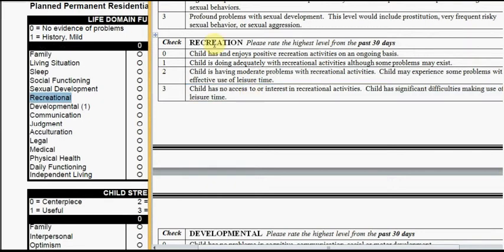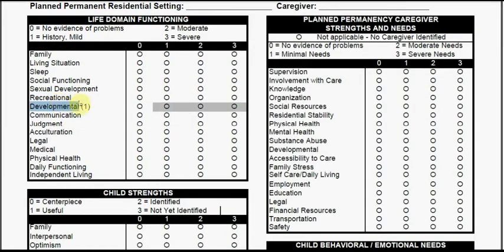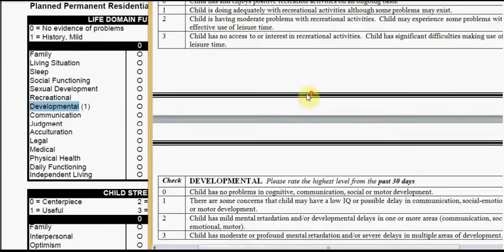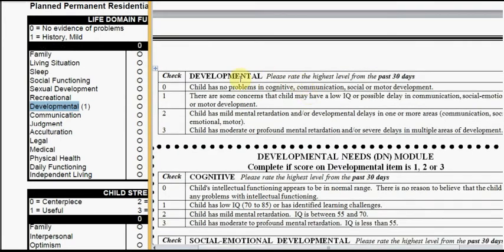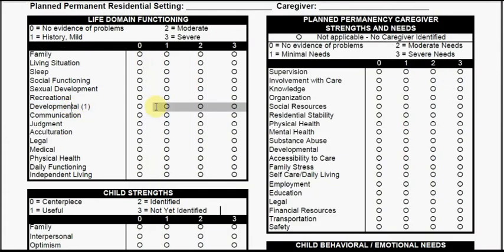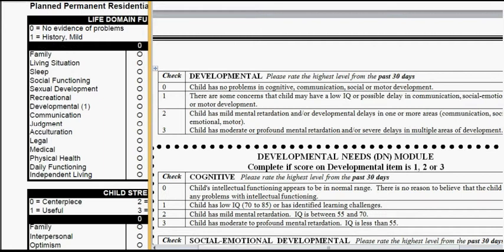Note that this item in the life domain talks about how the child uses leisure time for recreation, right? Okay. Developmental. This is the first item that we see where there are shaded areas, and this means that if the child scores either 1, 2, or 3, we're going to turn the form over and complete the supplemental module.